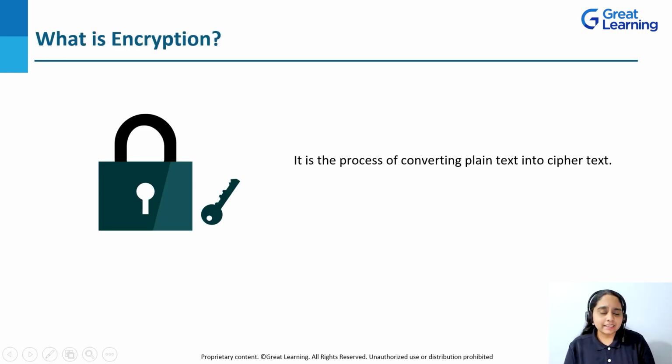So now let's look at the definition of encryption. Encryption is the process of converting plain text to ciphertext. So what is this plain text? Unencrypted data is called plain text. Encrypted data is called ciphertext. Cipher means an algorithm. The text that we get after applying an encryption algorithm is called ciphertext.